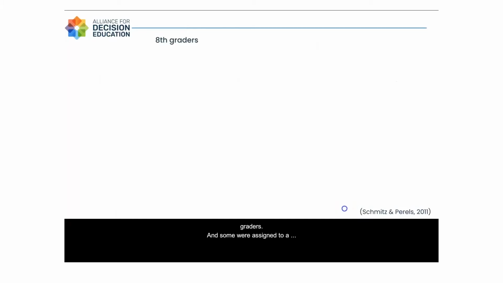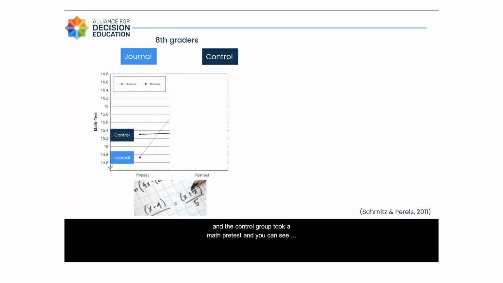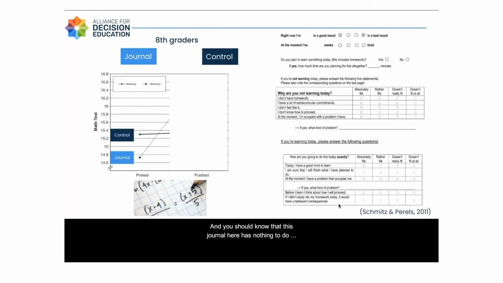Some were assigned to a journaling group in which they journaled about their mood, their energy, and their learning, and some were assigned to a control group where they did not journal. Now in this study, students in both the journal and the control groups took a math pretest, and you can see how they scored here. And then, over a period of time, the journal group completed forms like this after their lessons.